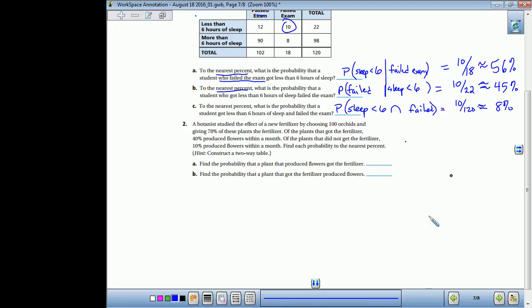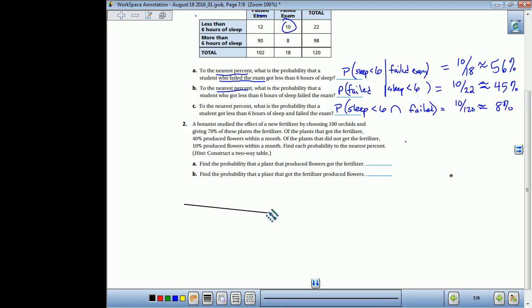Okay, so number 2. A botanist studied the effect of a new fertilizer by choosing 100 orchids and giving 70% of the plants the fertilizer. Of the plants that got the fertilizer, 40% produced flowers within a month. Of the plants that did not receive fertilizer, 10% produced flowers within a month. Find each probability to the nearest percent, and it says construct a two-way table.